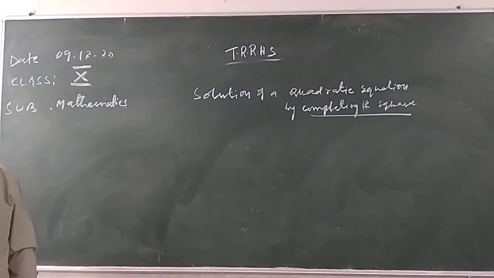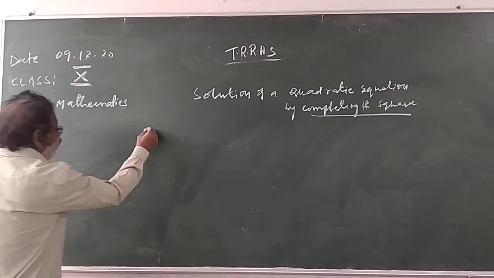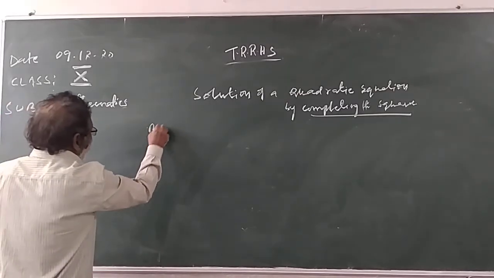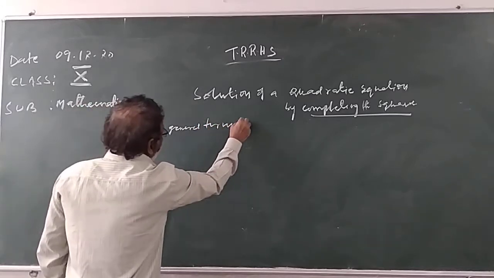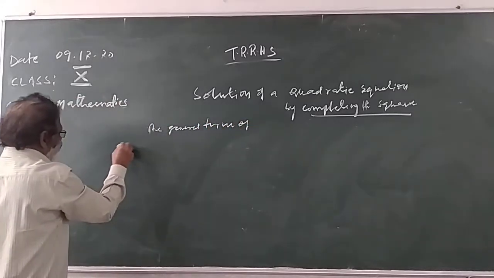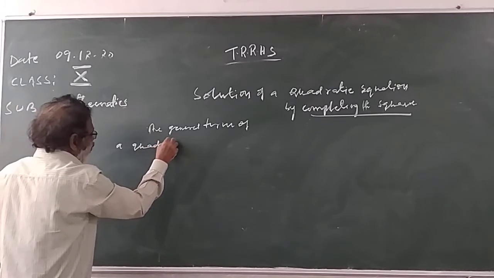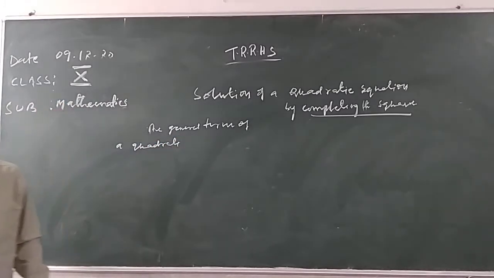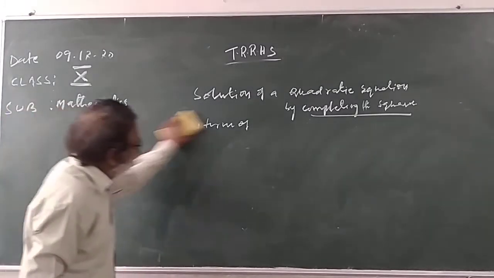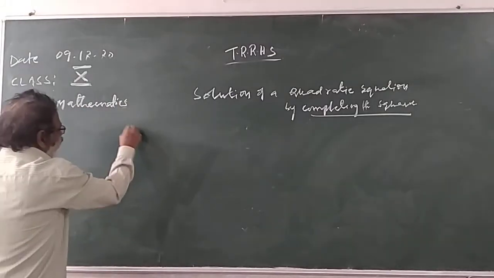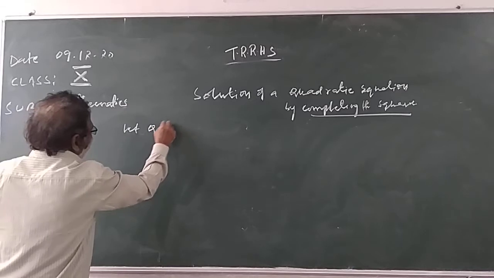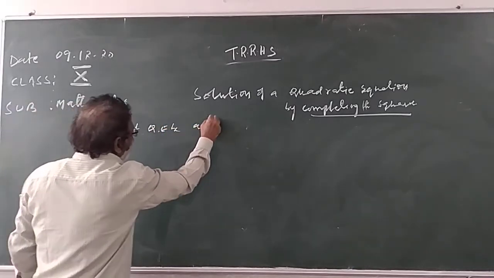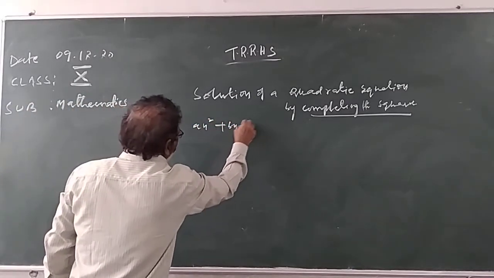Here, the general form of a quadratic equation is ax square plus bx plus c equal to 0.